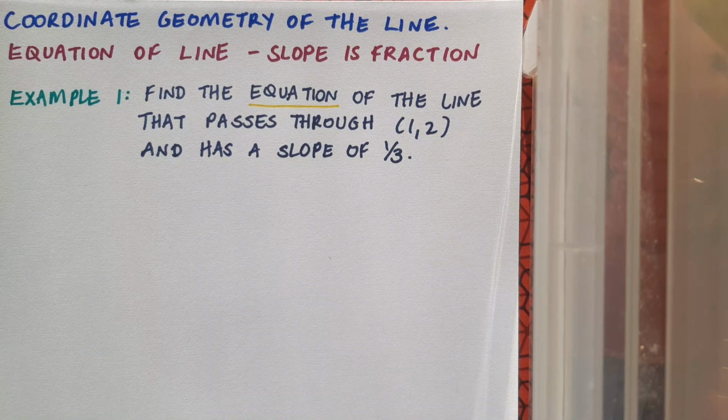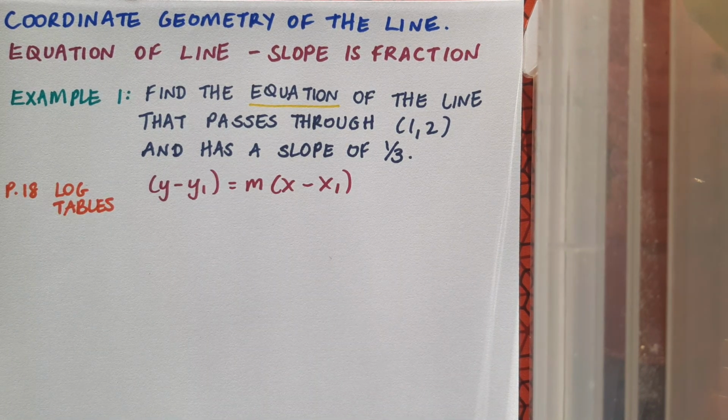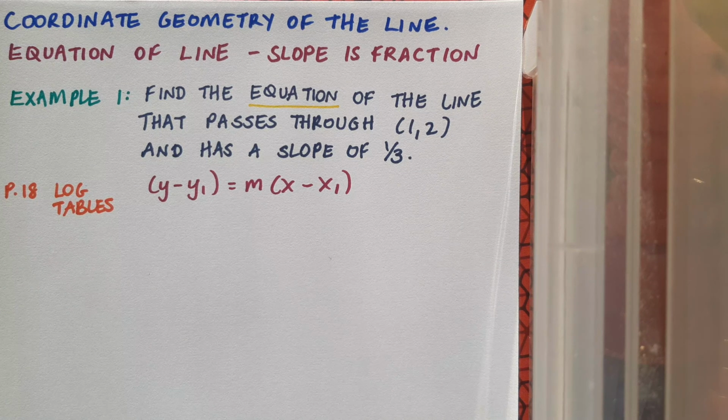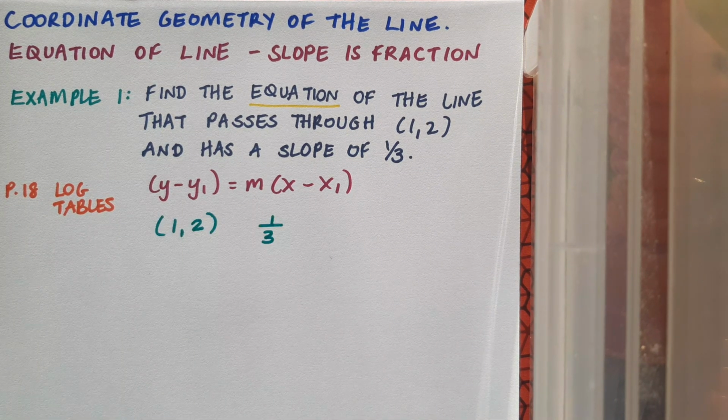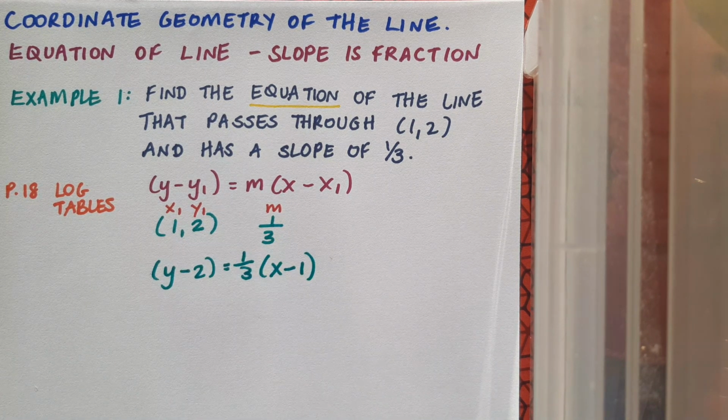And in this case, that'll be the equation formula. Remember, it's on page 18 of your log tables, which you should have opened next to you. And the formula is y minus y1 equals m times x minus x1. Now I'll note my point and my slope, and I'll label those x1, y1 and m. And now I'll substitute those into the formula, giving y minus 2 equals 1/3 times x minus 1.